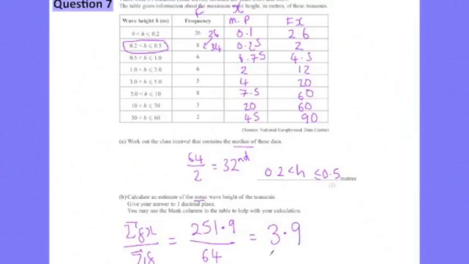How do we find an estimate? We take the sum of fx divided by the sum of f. This is going to be an estimate for the mean. 251.9 divided by 64 equals 3.9. So an estimate for the mean height is 3.9 meters.